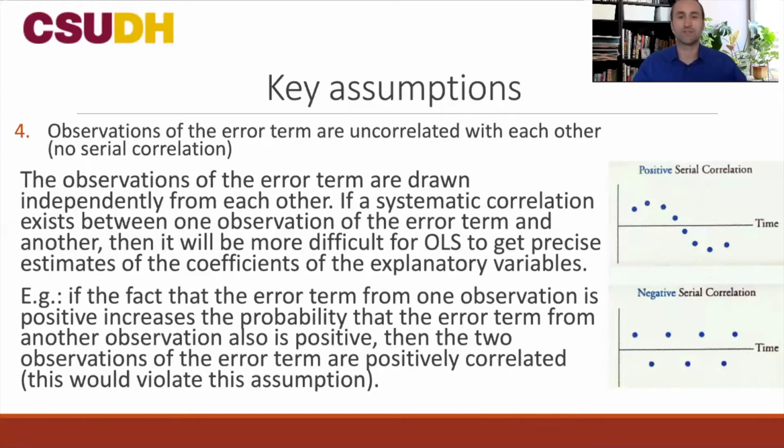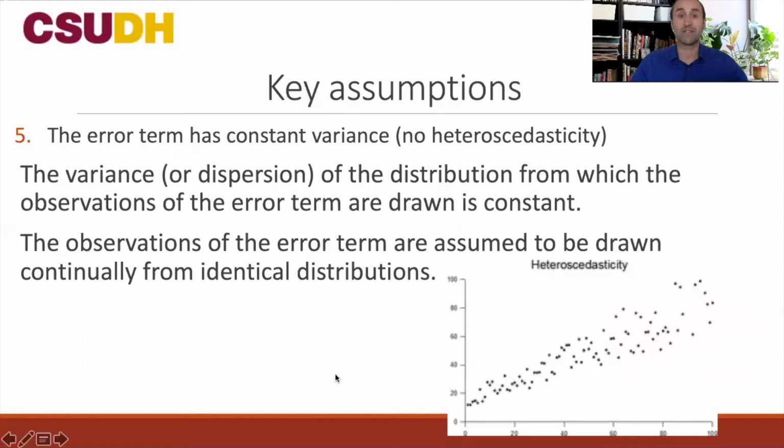It's relatively straightforward. Another error term assumption is that the error term has constant variance, i.e. no heteroscedasticity. Such a great word. The variance or dispersion of the distribution from which the observations of the error term are drawn is constant. That's our assumption. Here you can see a chart of what heteroscedasticity looks like.